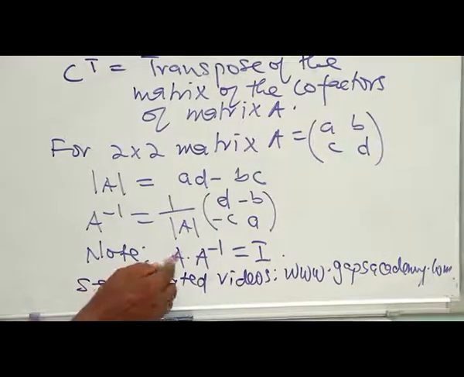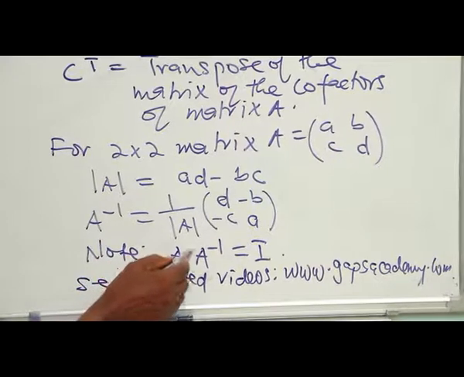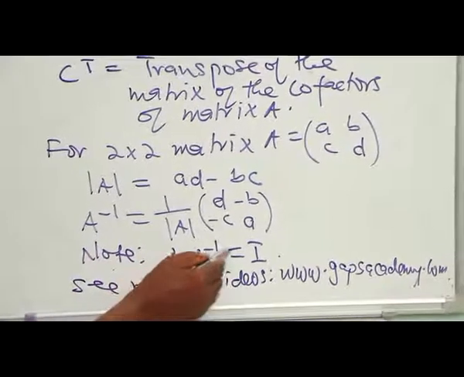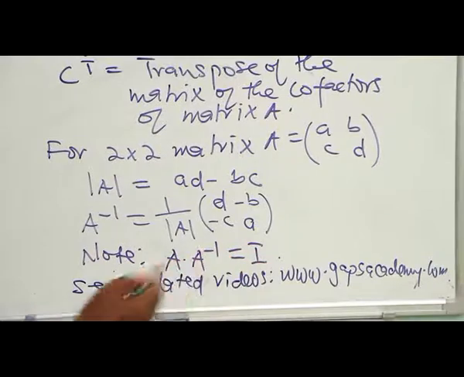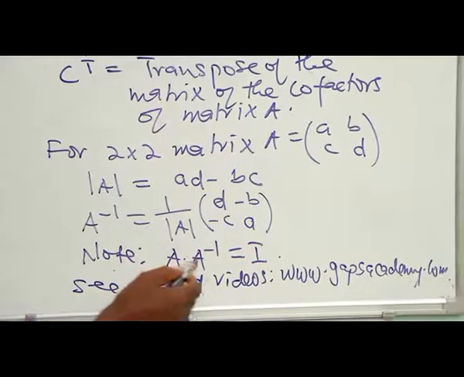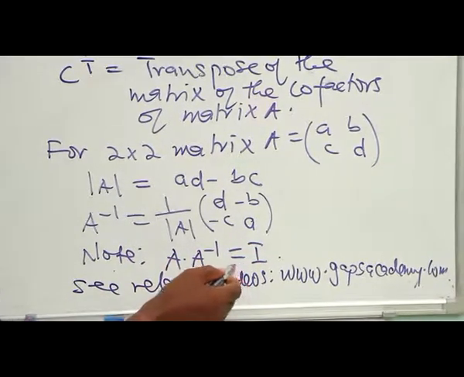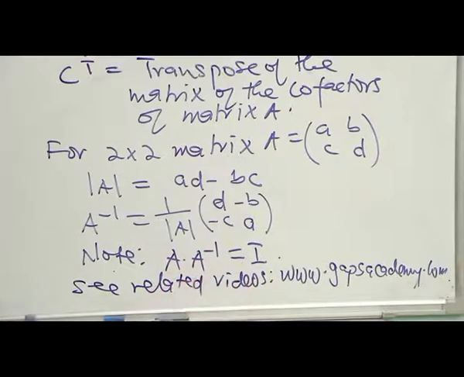Note, if you multiply a matrix A by the inverse of that same matrix, you will have what we call the identity matrix. Whether the order is a 2 by 2 matrix or a 3 by 3 matrix.